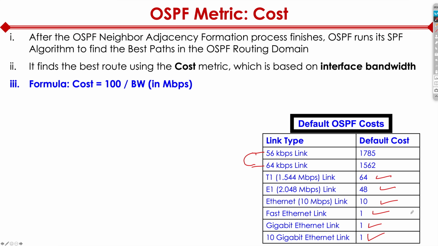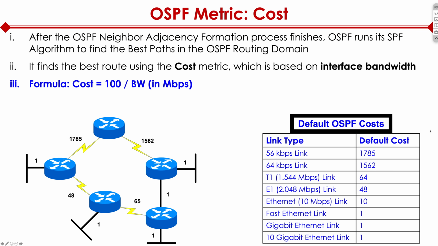As you can imagine, if you let this default table operate, that's not a good thing, because in today's data centers and networks, you may actually have 100 gig links. And if the 100 gig is the same as the Fast Ethernet, well, we got a problem, right? So there's actually a way to fix that. We'll talk about it in a moment.